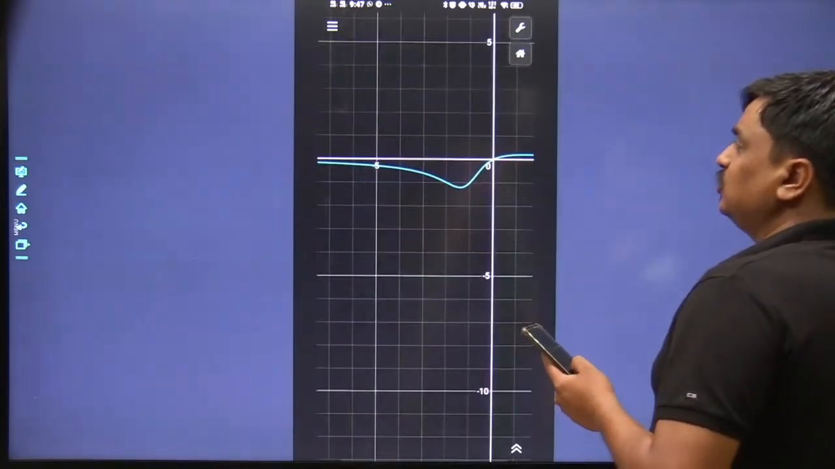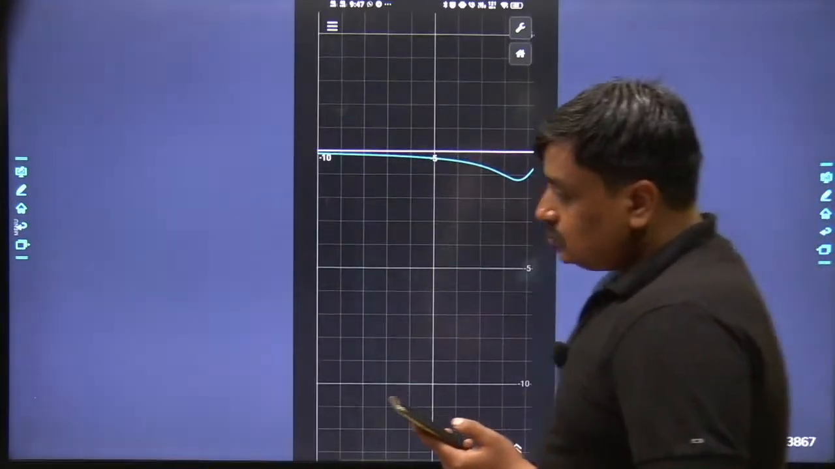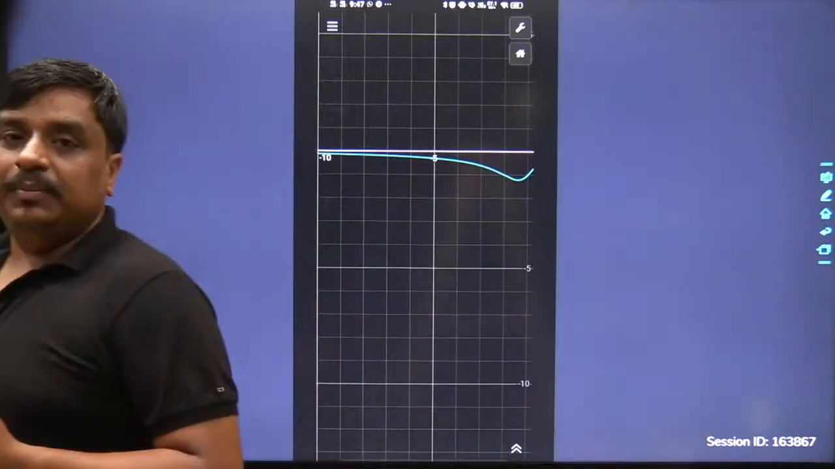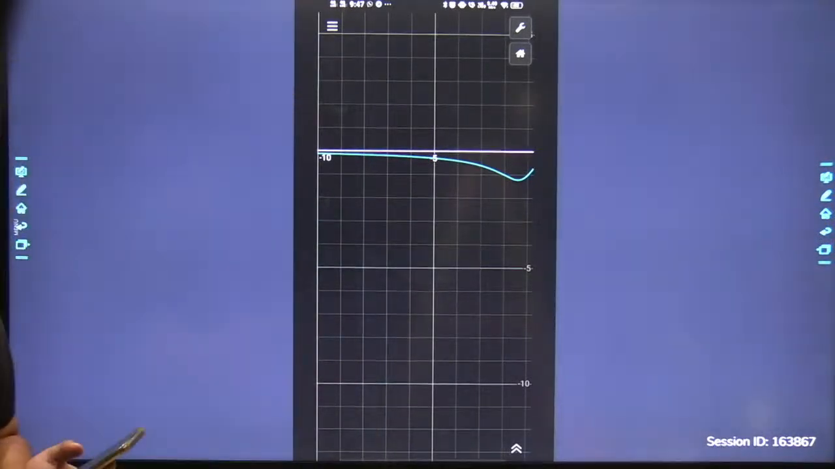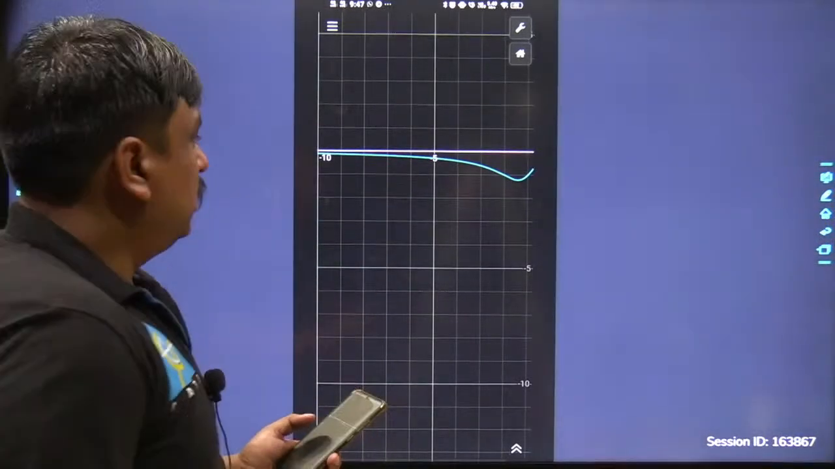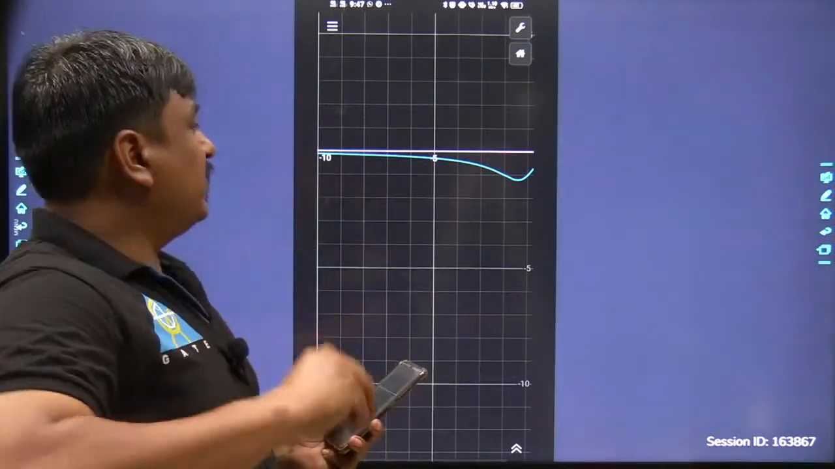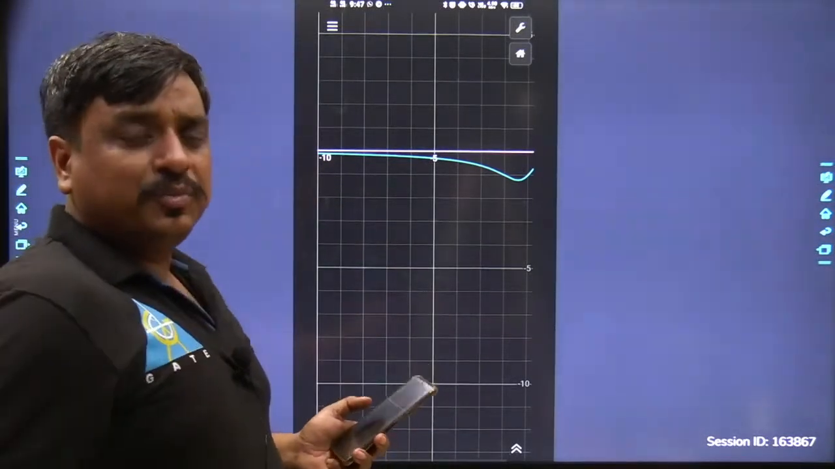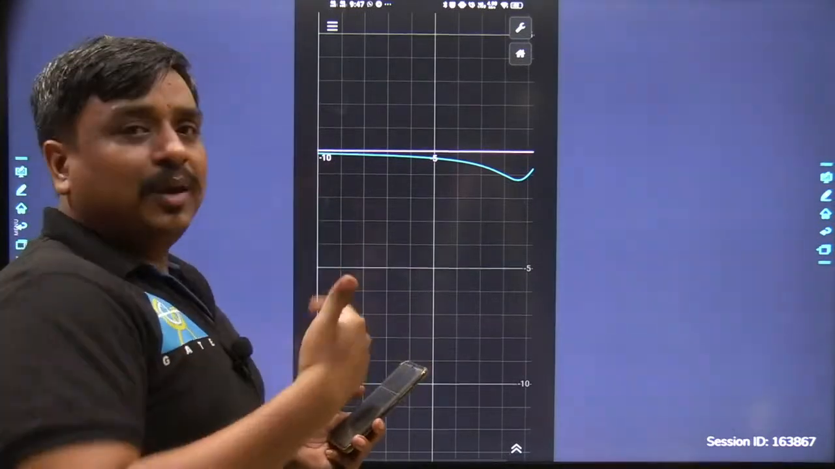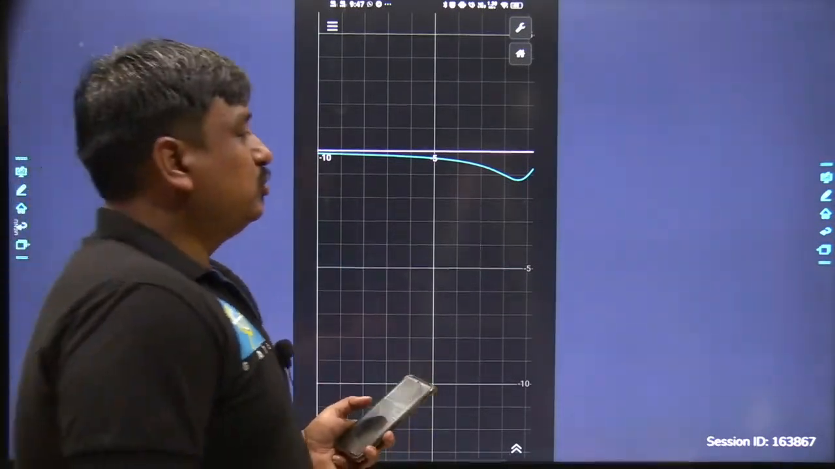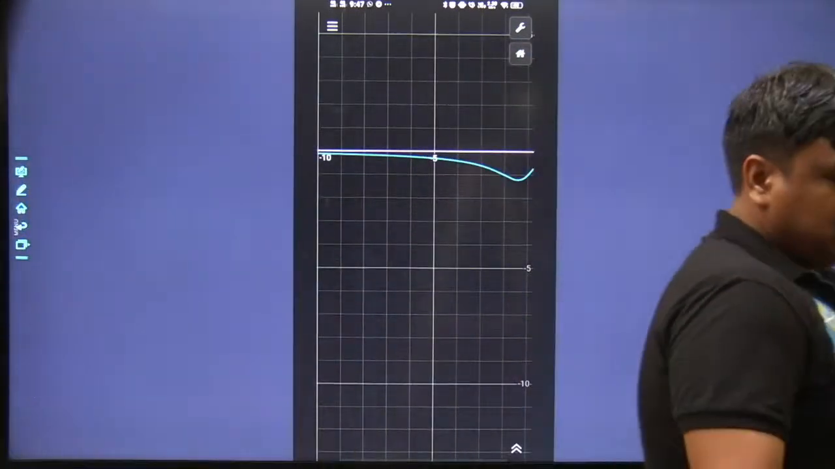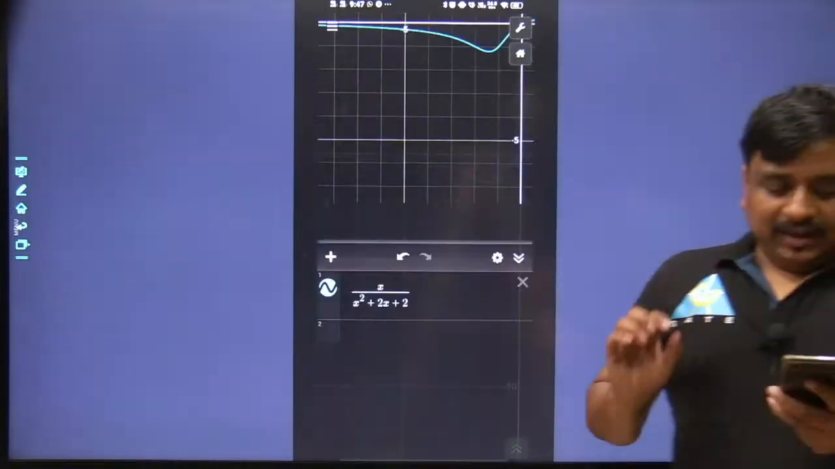And as there is no sudden change, obviously the limit would exist throughout the value of x. Could you understand? If you understand this concept well, I would like each one of you to comment the value as yes. Yes, comment yes. Let me take the next question.